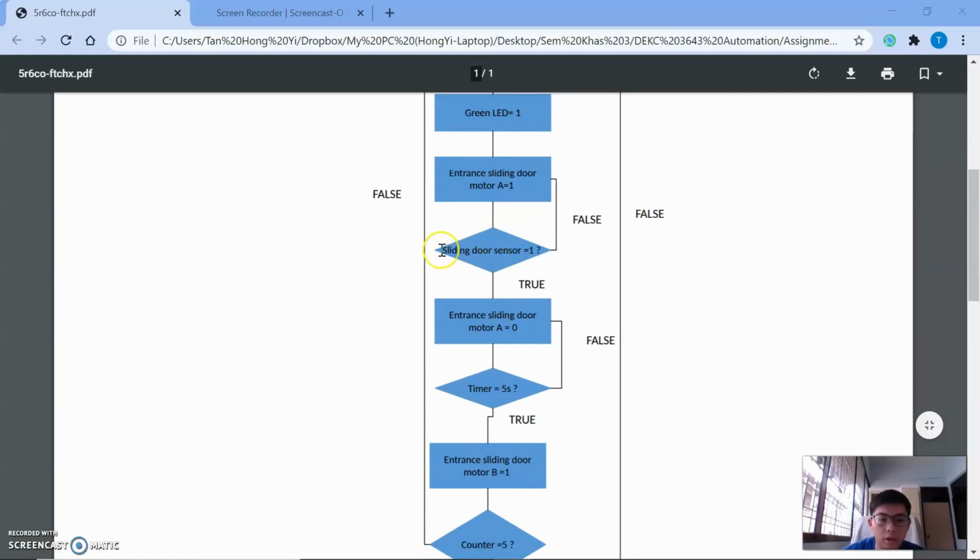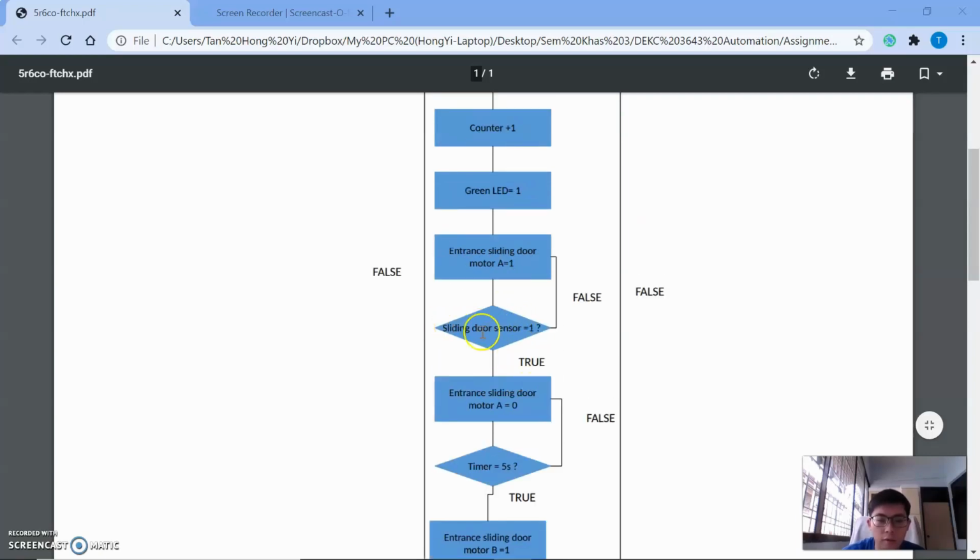So after that, there is a sensor at the end of the door. If the sensor equals 1, it means the door is fully open, so the entrance sliding door motor A will stop for 5 seconds. If the sensor does not equal 1, meaning it equals 0, it will continue to slide the door.